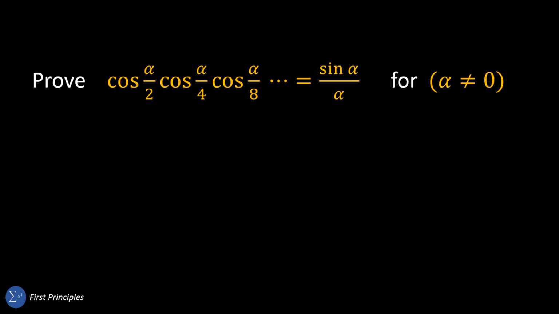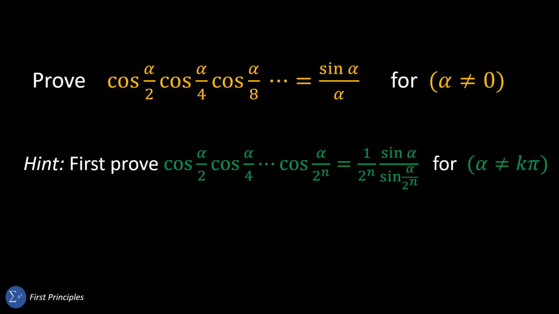If you have not seen this problem before, you can spend some time on it before coming back to see the rest of the video. And as a hint, I can give you a little bit of clue. First, prove that the multiplication of the cosine half angles up to the power of n is cosine alpha divided by 2 to the power of n, this relationship, for alpha not equal to k pi. K can be 0, 1, 2, 3, etc. You can now pause the video and come back when ready.